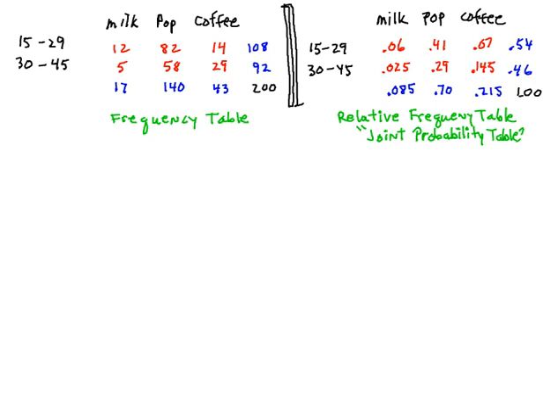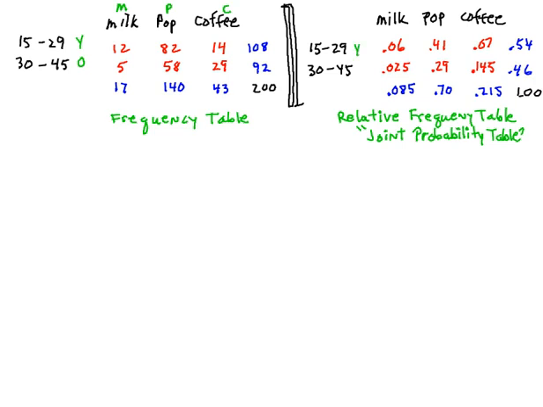Now, to ask probability questions and maybe use a formula or two to do some calculations, I'm going to go ahead and name these events using capital letters. So the 15 to 29 age group, I let it be Y for the younger age group, O, older, M for milk, P for pop, C for coffee.